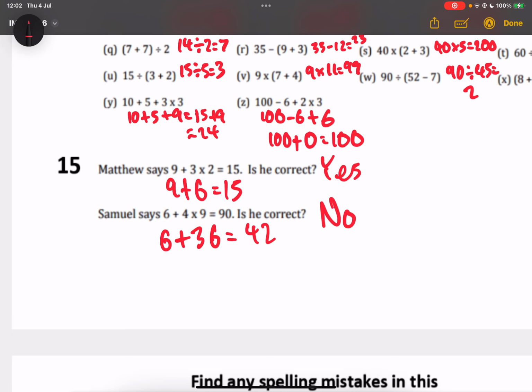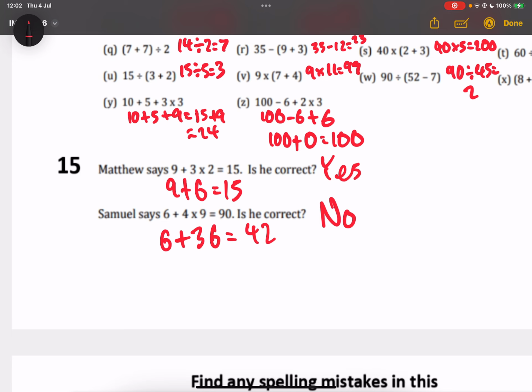Instead, 6 plus 4 times by 9 should be 42. Okay, next we move on to spatial reasoning, 2D views and combination shapes. So 2D views from the left.